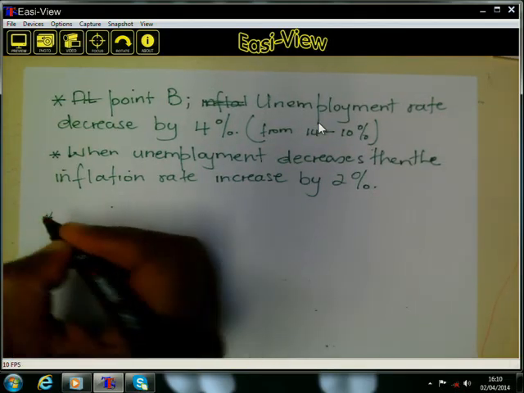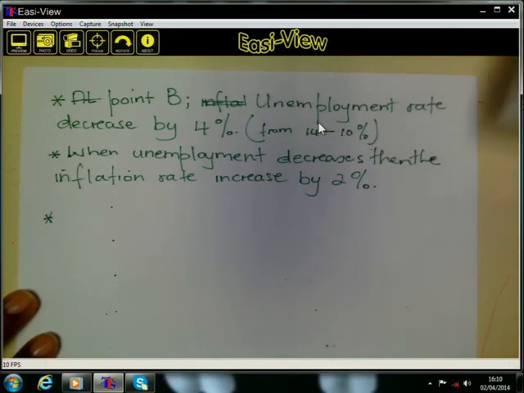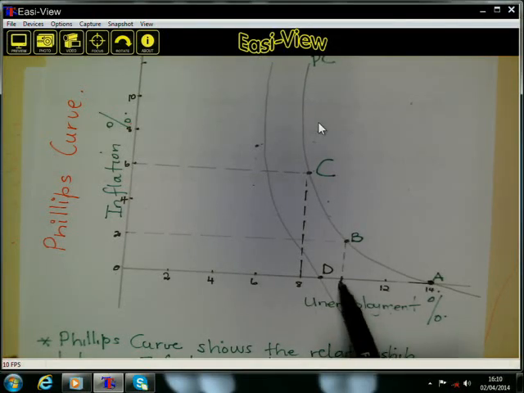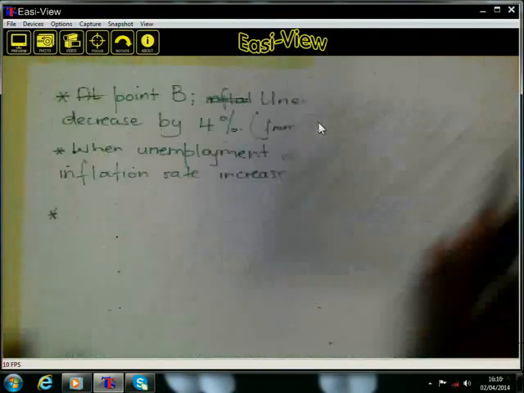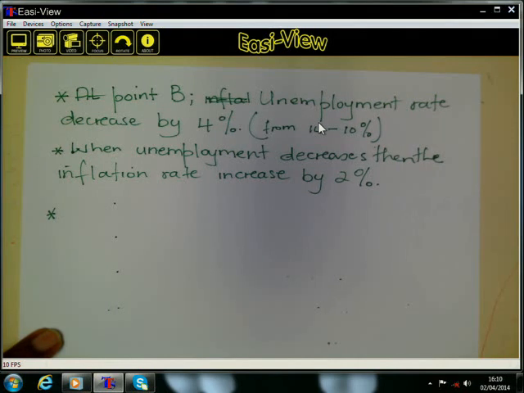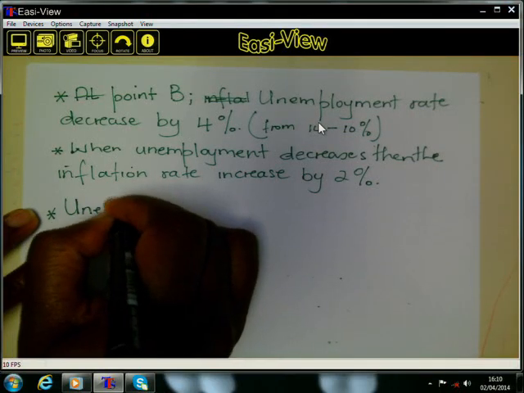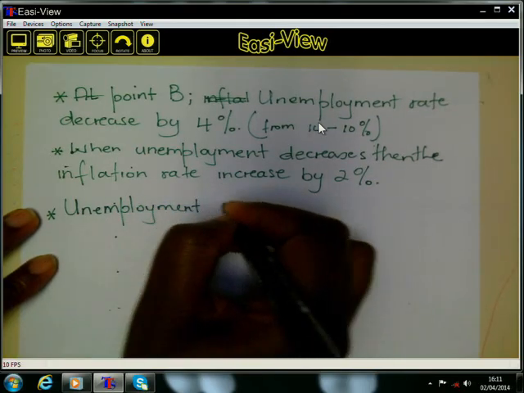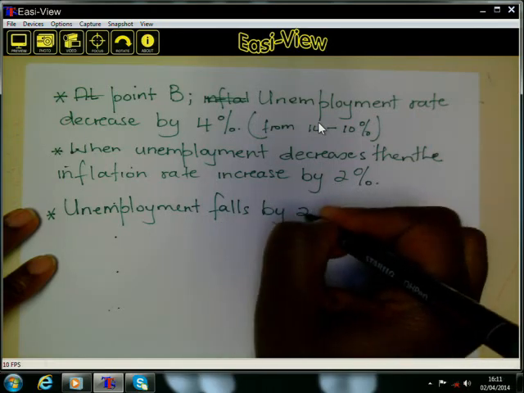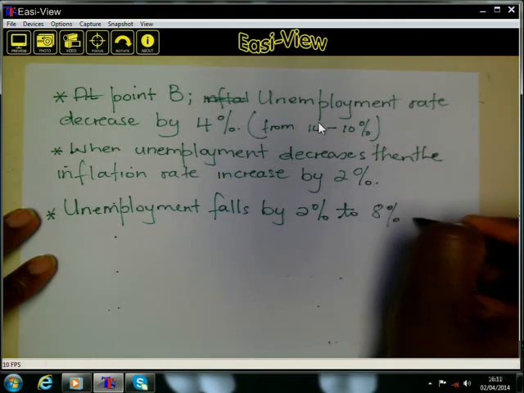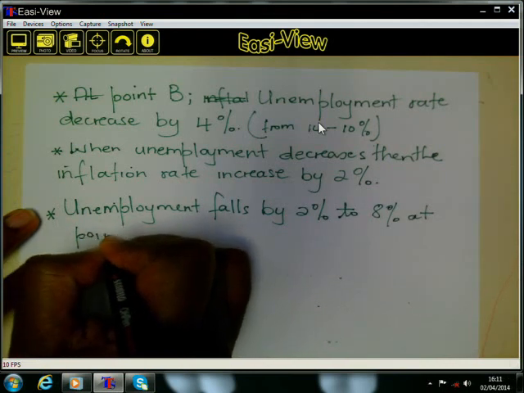And then at 2%, if we are saying, okay, we are still happy with 2%, at point B our unemployment rate is at 10%, inflation rate is at 2%. Now what's going to happen? Saying, nope, this is still too high. Please make sure that the unemployment rate decreases. So what happens when unemployment rate decreases? Unemployment falls by another 2% to 8% at point C.